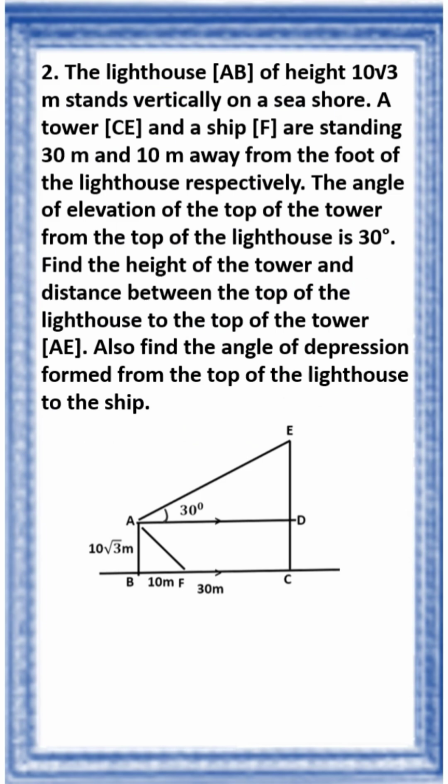Now the second problem. Figure has been given, so it may be very easy, isn't it? Now let us see. A lighthouse AB of height 10 root 3 meter stands vertically on the seashore. This is AB. It is a lighthouse. Standing vertically means this is 90 degrees. A tower CE and a ship F are standing 30 meter and 10 meter away from the foot of the lighthouse respectively. From B to C it is 30 meter. CE is the tower. Here F is the ship, this is 10 meter.